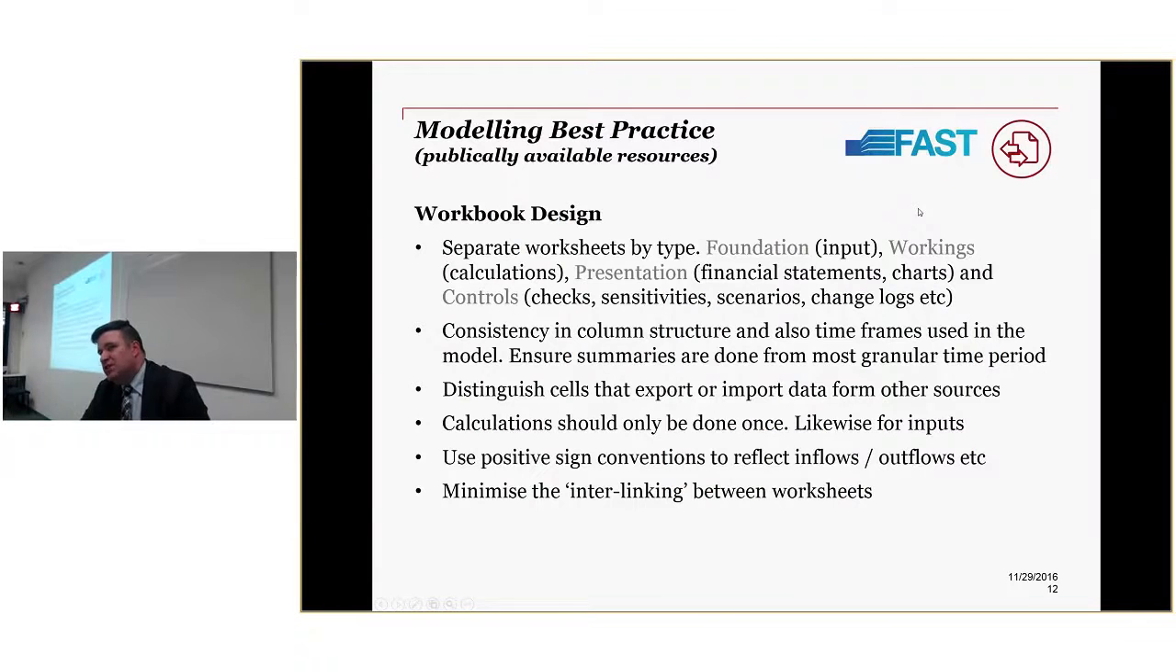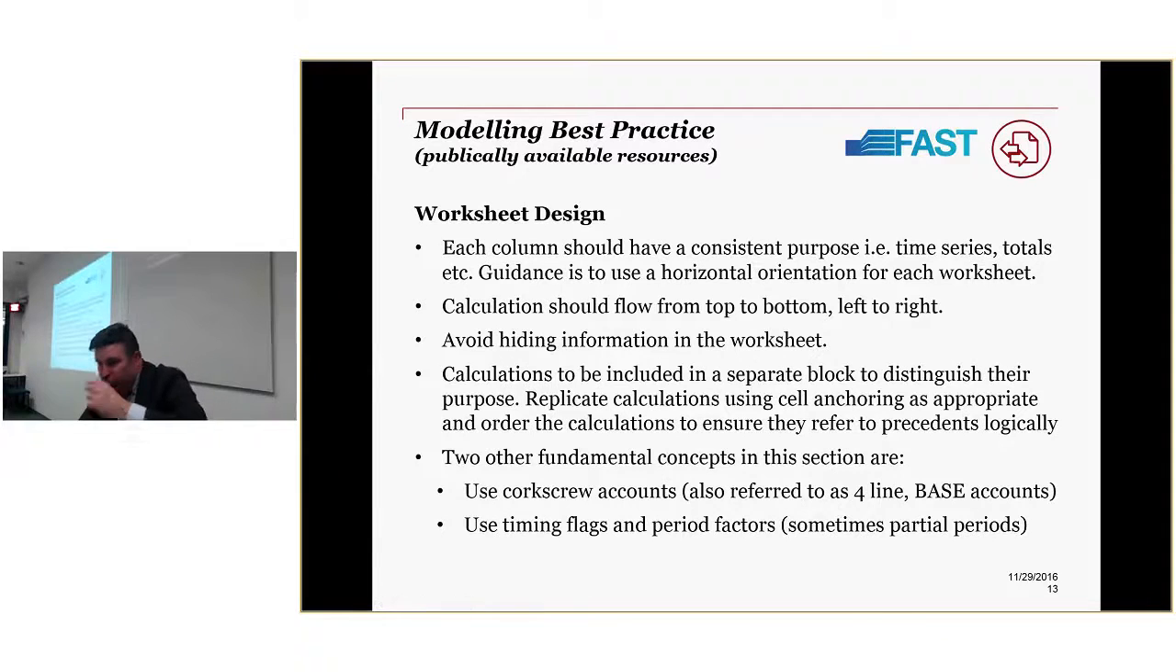So the workbook design is thinking about it at probably that higher level, and you might be able to see through this slide here that with worksheet design, they're getting a lot more prescriptive as to what to say. So it says each column should have a consistent purpose, i.e. it's a time series, so it's a series of dates, it's a total. And there's also the fact that guidance can be used on the horizontal orientation of each worksheet. So actually saying set it out across the worksheet rather than down.